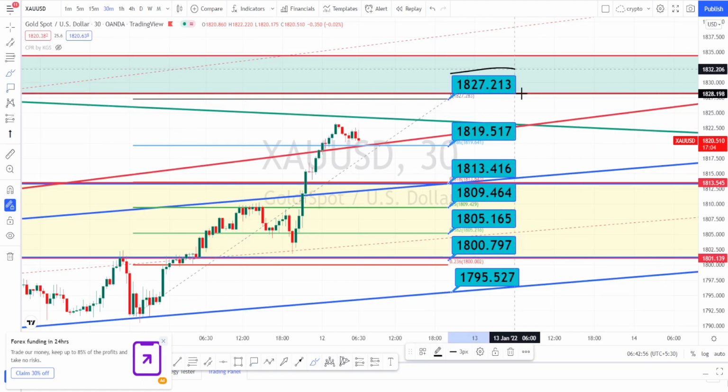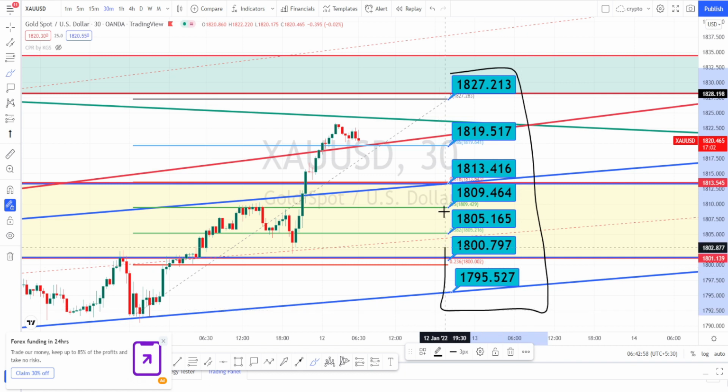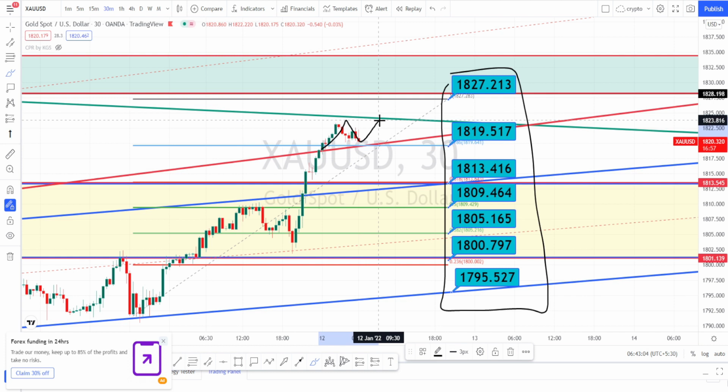So these are all the support and resistance levels for 30 minutes time frame, and already we are noticing the price action making double top, and the trend reversal is presently happening. Even if it goes on a bullish side, we can expect the price action getting rejected at the level of 1827, then to have a bearish trend reversal.